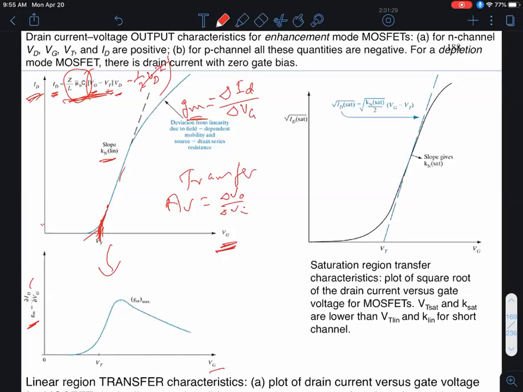So you plot the linear region characteristics as a function of gate voltage. You take the extrapolation, and where it intersects is your threshold voltage. It's a way of experimentally measuring it. Okay.